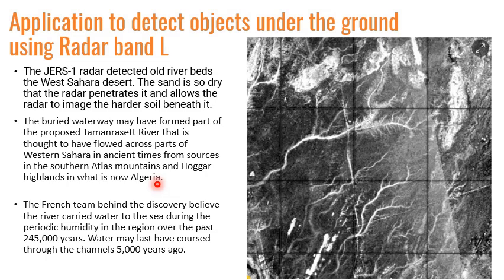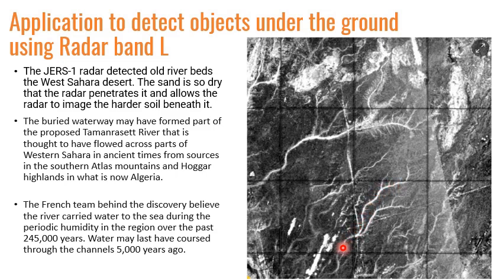For example, in this case, they use just one radar to detect all rivers of the West Sahara Desert. The Sahara now is a desert. There's only sand. There's no water. But when they use the L-band, just one, to acquire the images in this area, they discovered something. You see, here is the river, the ancient rivers, like this one. The ancient rivers are beneath the sand. It's very surprising, right?